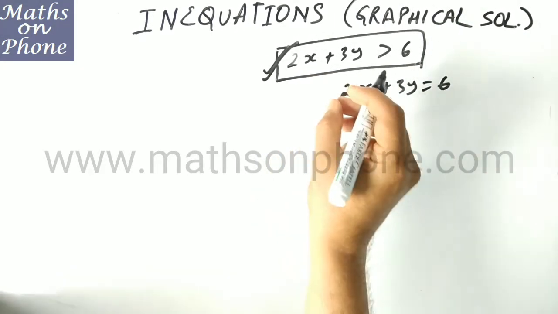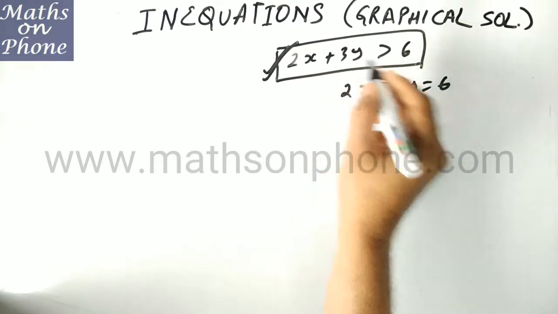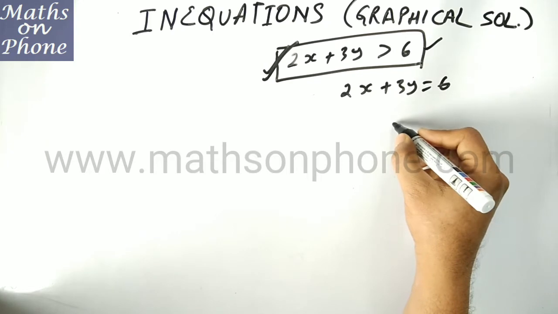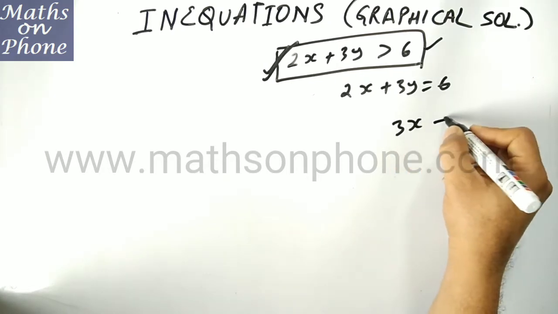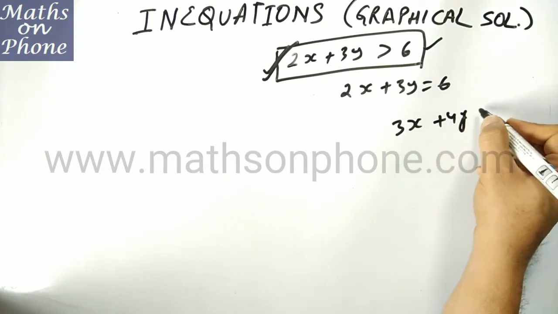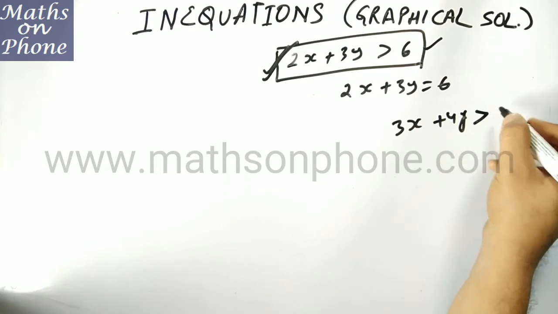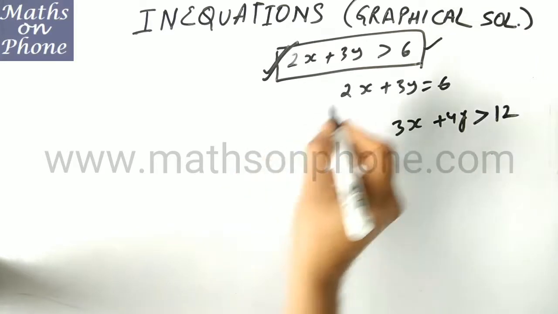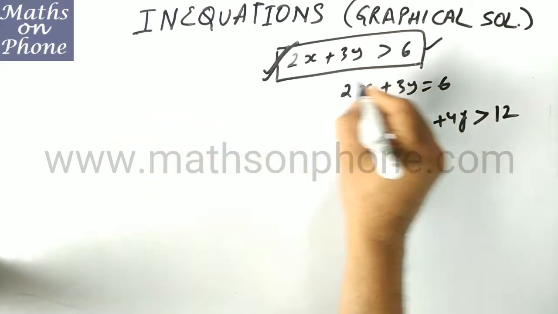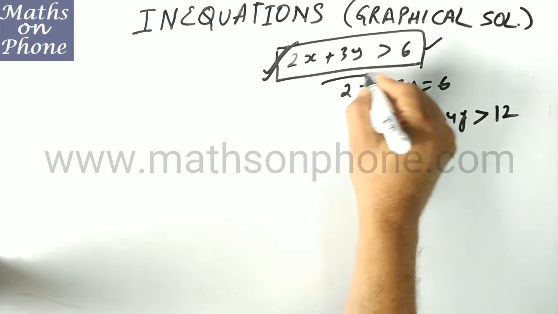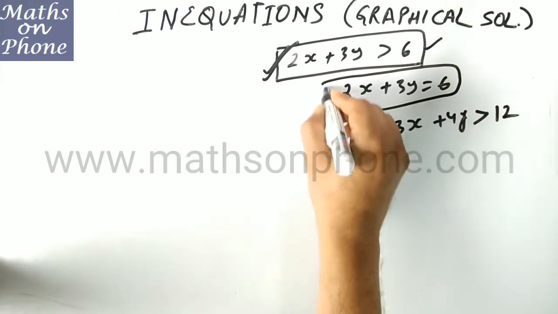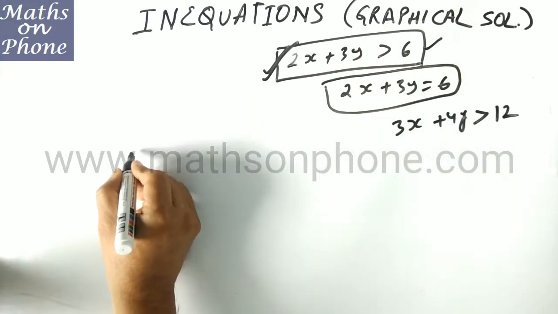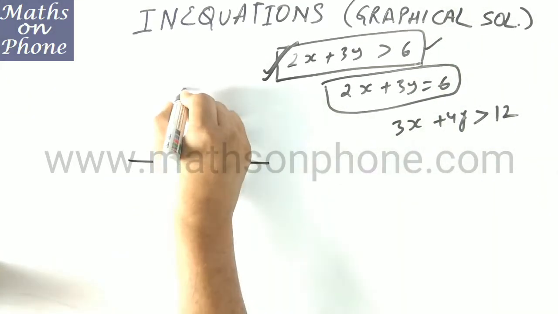That means we will try to find the common region. Suppose I am taking one inequation, and another inequation I am writing. Suppose this is 3x + 4y > 12, like this. So, how to draw the graph? Firstly, what will we write? The corresponding equation of this linear inequation is this, so we need to draw the graph of that.